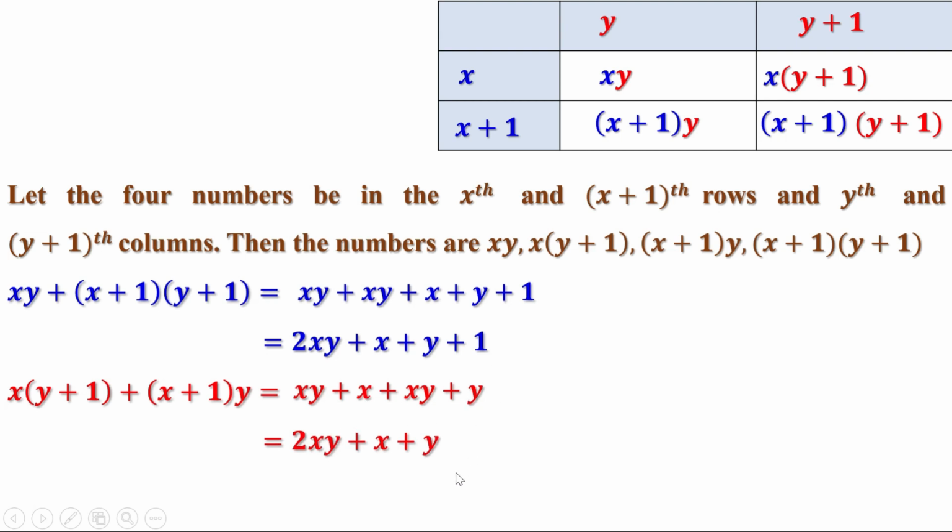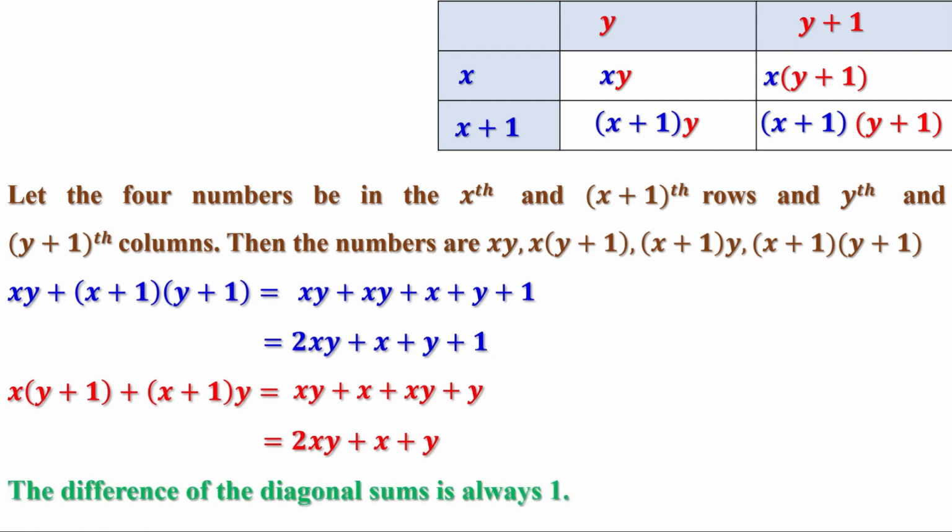Now look at these two expressions. 2xy plus x plus y plus 1, and 2xy plus x plus y. Clearly this is 1 more than this. Therefore, the difference of the diagonal sums is always 1.